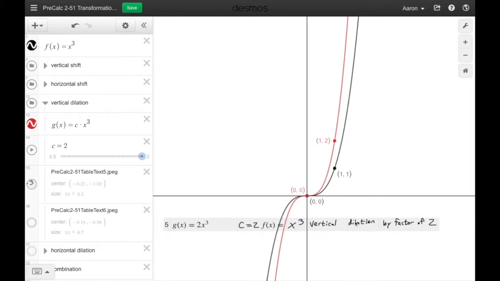So dilation can be like stretches or shrinks. The book doesn't use the word dilation, but a dilation is a category that includes both stretches and shrinks. And we're just going to say it's a dilation by a factor of 2 because it's been stretched. All the y values have been doubled. It's been stretched up twice.